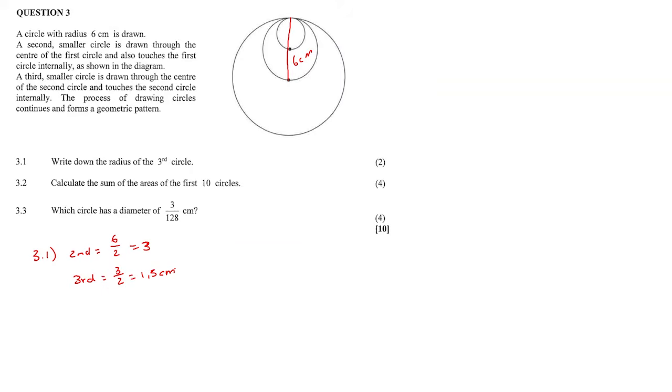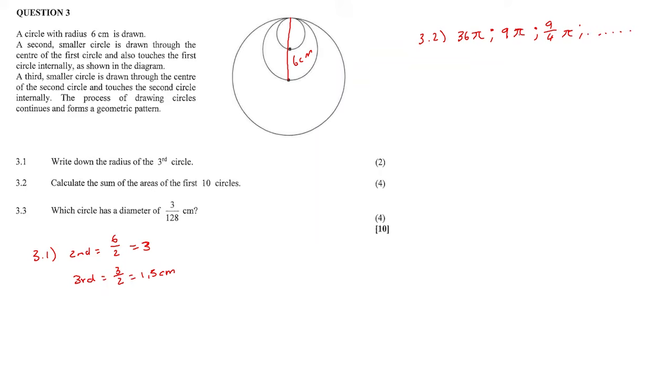Question 3.2. Calculate the sum of the areas of the first 10 circles. So for our first circle, we know that area is equal to pi r squared, and our r is 6. So 6 squared is 36, and then pi. For our second circle, we have a radius of 3. So 3 squared is 9, so 9 pi. And for our third circle, we would have 3 over 2 squared, which gives us 9 over 4, and then pi. So this then becomes our pattern of areas.